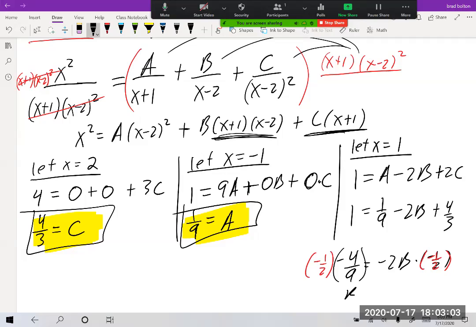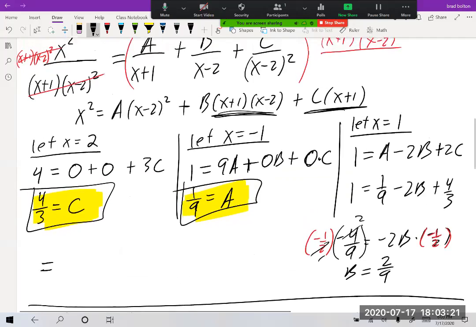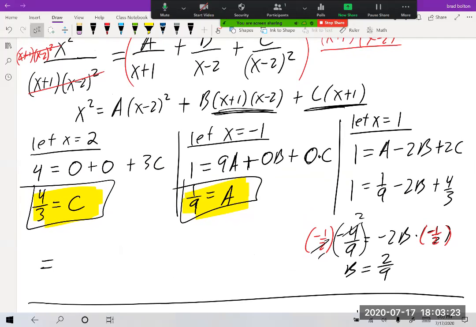So now b equals 2/9. Right, because this cancels with this and we get 2/9. Okay, so now when I go to write my partial fraction decomposition, I now get to say a over x plus 1, but my a is 1/9, so this will be 1/9 over x plus 1.